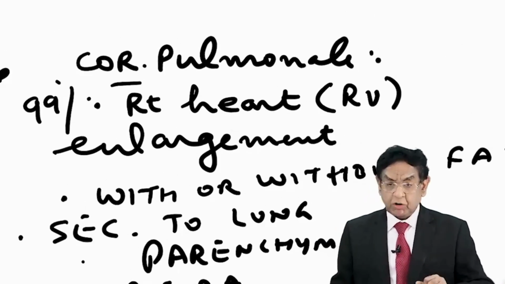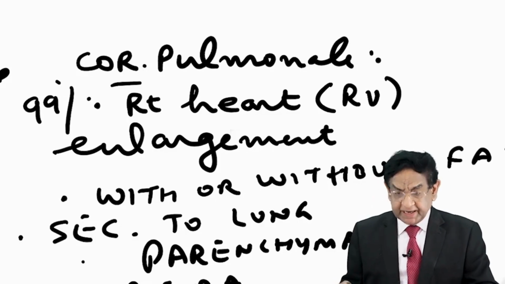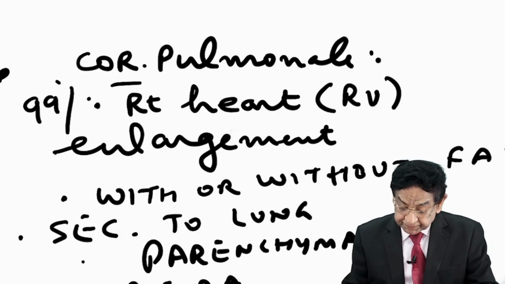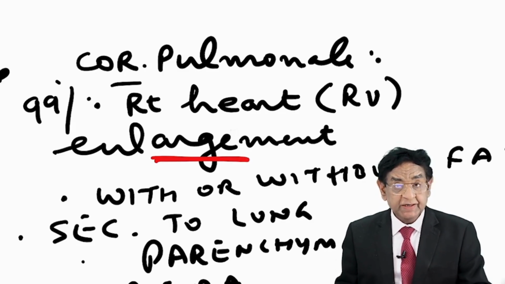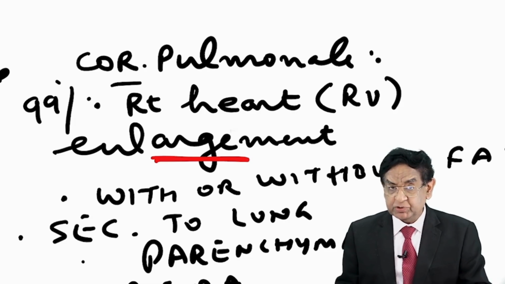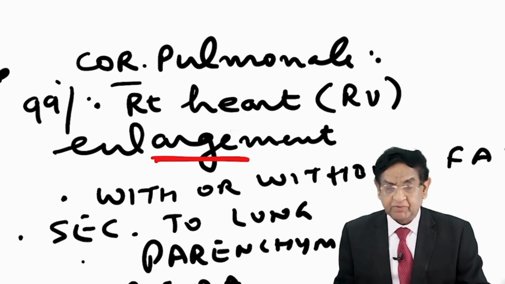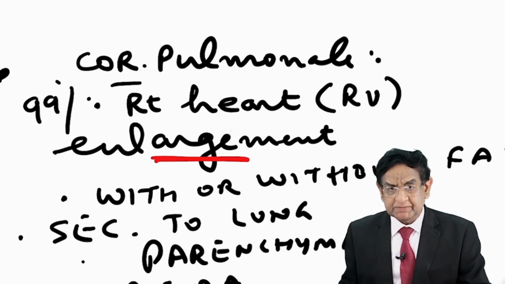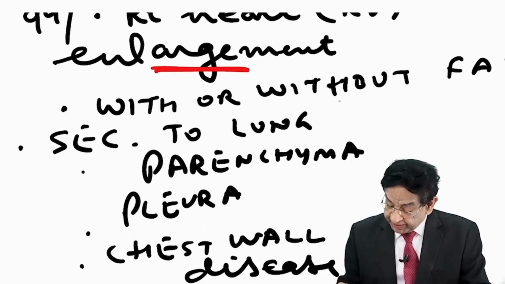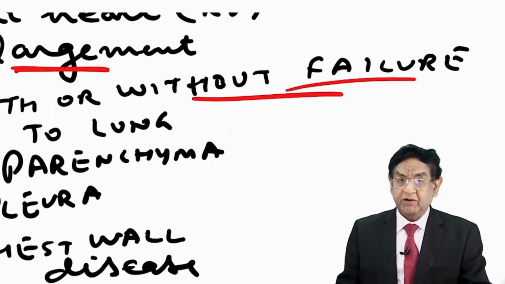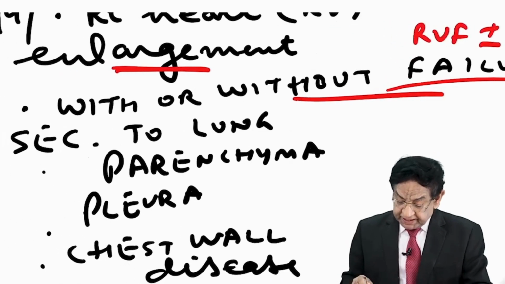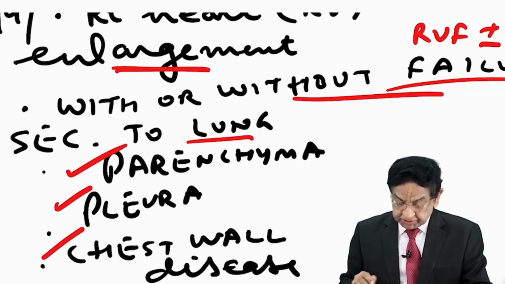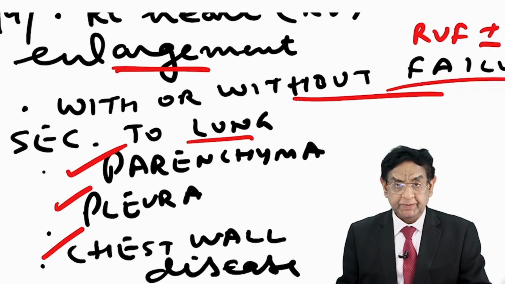So cor pulmonale, the definition, is right heart enlargement, so-called right ventricle enlargement. We can even say right heart; actually, what the books write is right heart enlargement. Of course, heart means right atrium also. So right heart enlargement with or without failure, that means there may or may not be right ventricle failure, secondary to lung parenchyma, pleura, or chest wall disease, is cor pulmonale.